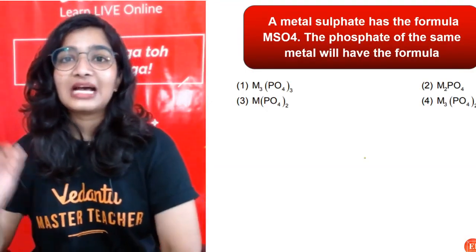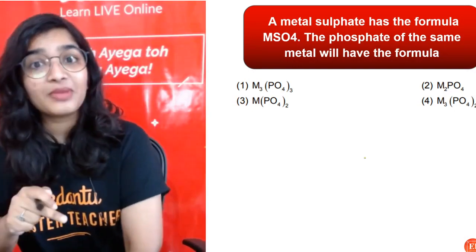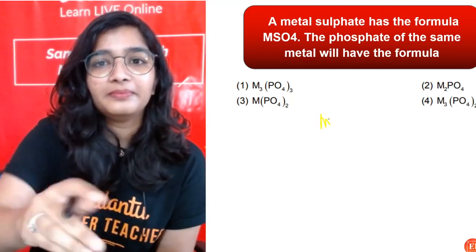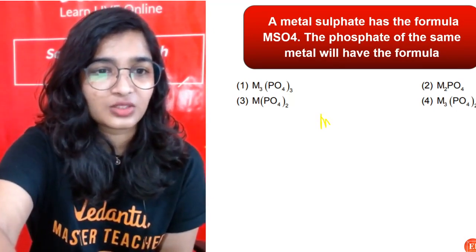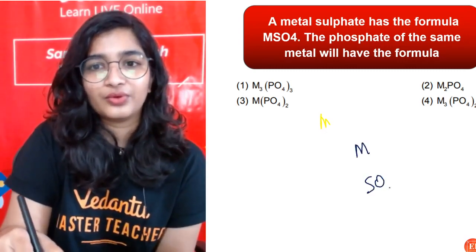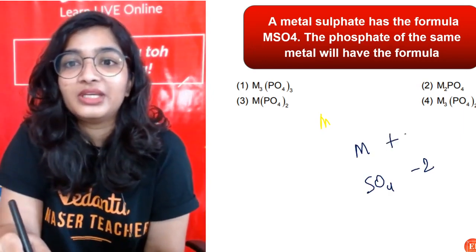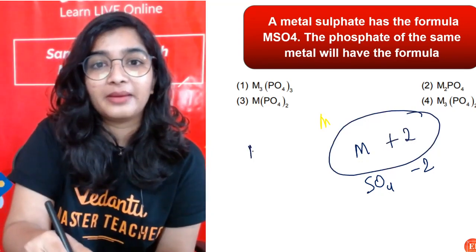A metal sulfate has the formula MSO4. The phosphate of the same metal will have the formula? Okay. See, if it is MSO4, what will be its valency? We know SO4 is -2. So here we have MSO4, so this has to be M plus 2. Now we know the valency of metal M plus 2.